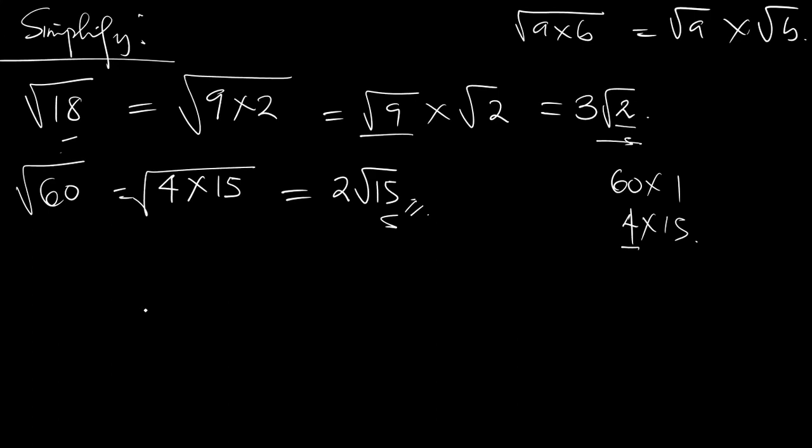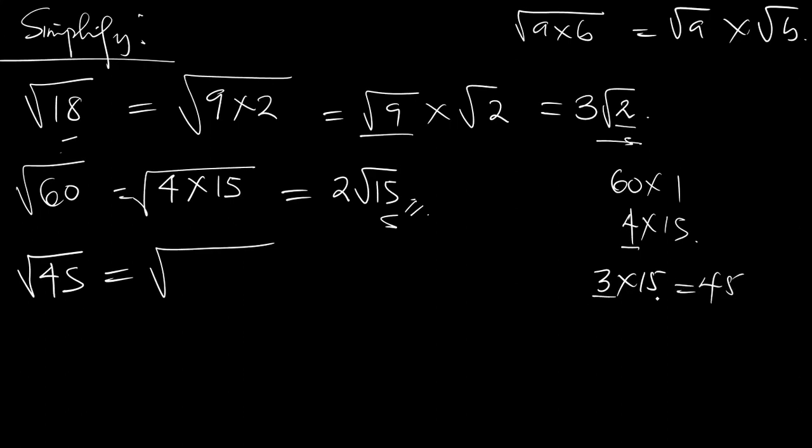Now let's say they gave you another problem. Let's say you are given the square root of 45. Now you know 3 times 15 is 45, is it not? But when you check here, there is no perfect square inside this. But 9 times 5 will give you 45. Now if you check, there is a perfect square here. So this 45 has a perfect square in it. So the square root of 9 times 5 is the same thing as the square root of 45.